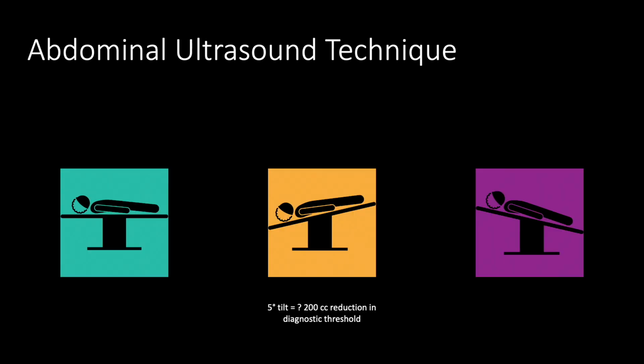Positioning for our patient is often going to be supine. However, there have been some studies that have shown that if you can put a patient in Trendelenburg, just a 5-degree tilt may reduce the diagnostic threshold by 200 cc's of fluid. And so if you can catch someone who's got 300 cc's of fluid in their abdomen as opposed to requiring 500, obviously that would be a big benefit, and we could get those patients seen faster and treated faster and hopefully reduce the morbidity outcomes.